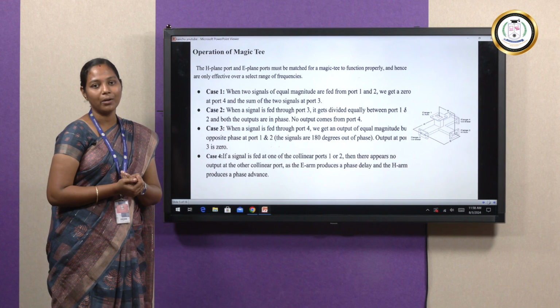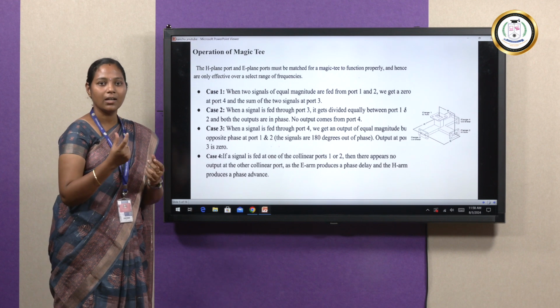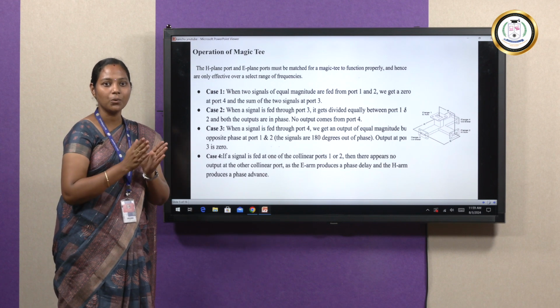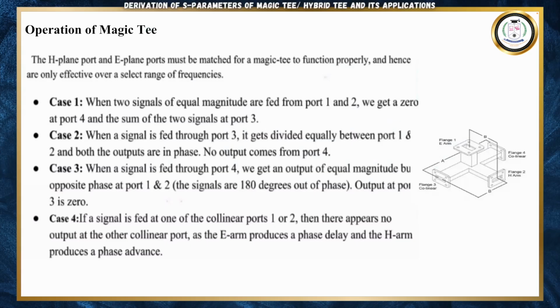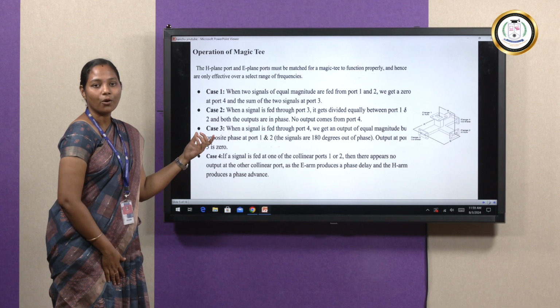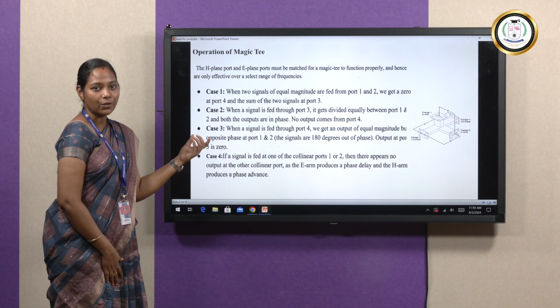Same phase means nothing but your H-plane. So we are giving the input at the H-plane, it is split out, so it is the same phase. The third one is nothing but, we are going to give the signals at port 4. If you are giving there, it will move on to port 1 and port 2, the collinear arms, and we will get negative signs because it is out of phase. A 180-degree phase shift has been done.